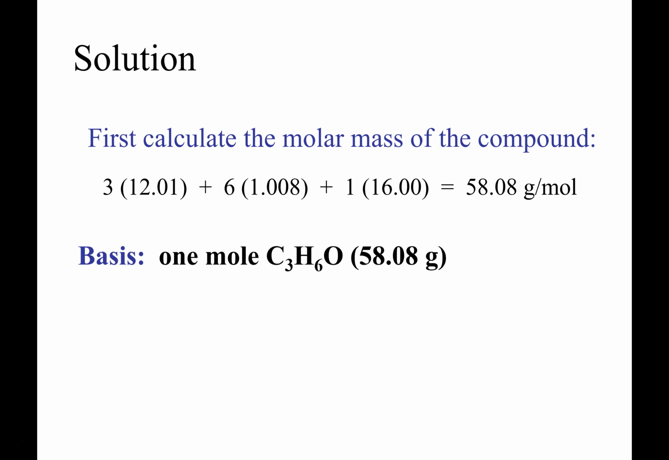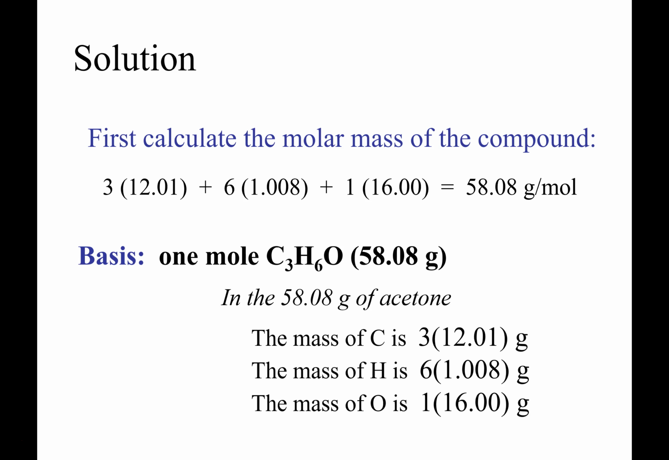Then we're going to make as our basis 1 mole of acetone. And then we need to come up with the relative amounts of each element. Well, if our basis is 1 mole of the compound, then with regard to grams brought to the table, in that 58.08 grams, 3 times 12.01 grams is the mass of carbon, 6 times 1.008 grams is the mass of hydrogen, and 1 times 16.00 grams is the mass of oxygen. Of course, these added up all together is equal to 58.08 grams per mole.